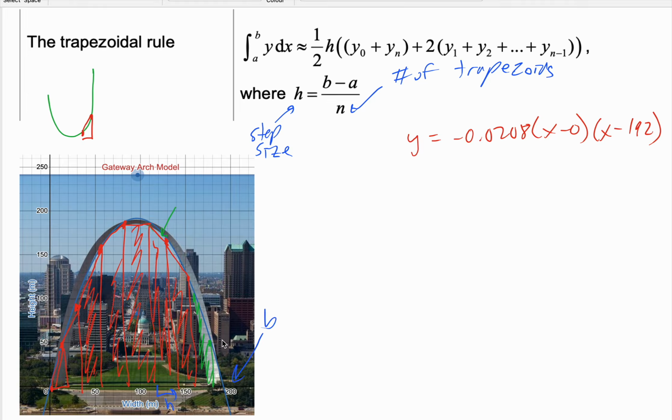So B and A in this case are our x-intercepts, the starting point and the ending point. My step size is going to be based on the x-intercepts of the Gateway Arch. Since the width of the arch is 192, the B value is 192, A is 0 because I'm starting at the x-intercept, and I'm going to divide by 10. So we're going to have a step size of 19.2. That's our step size.